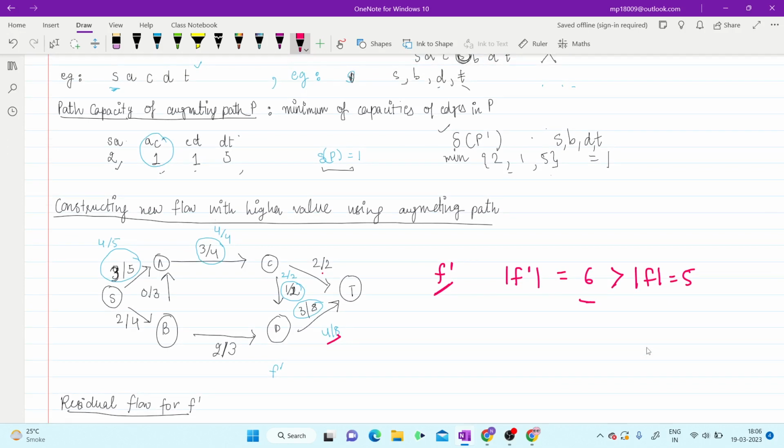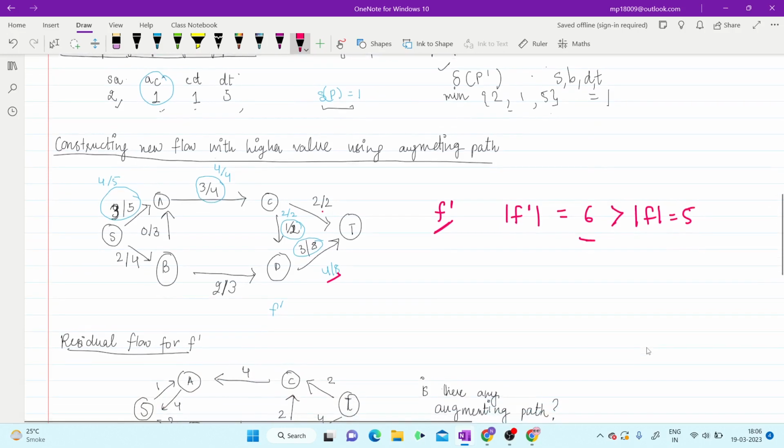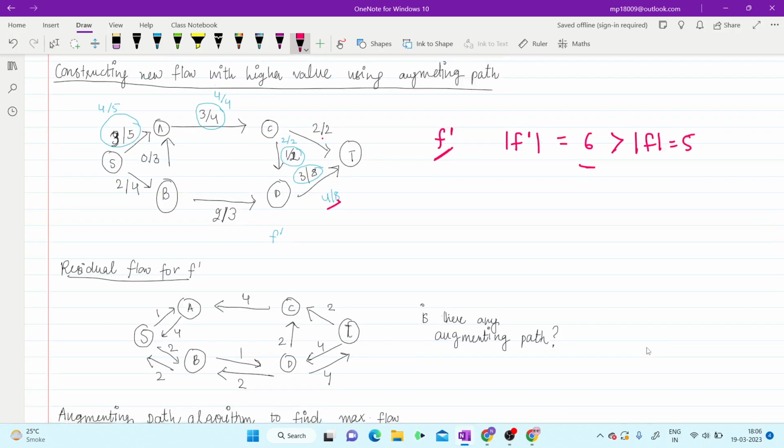So we see that if we have a flow and if we have an augmenting path in a residual flow, then we can construct a new flow which has higher value, like we have constructed in this example. So does everyone understand that there are three steps here.